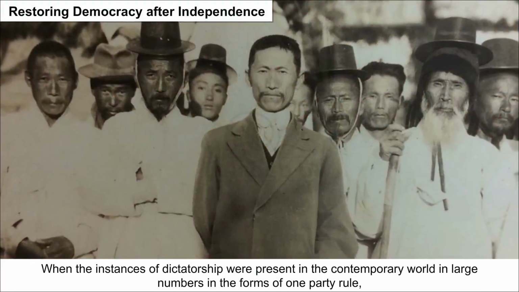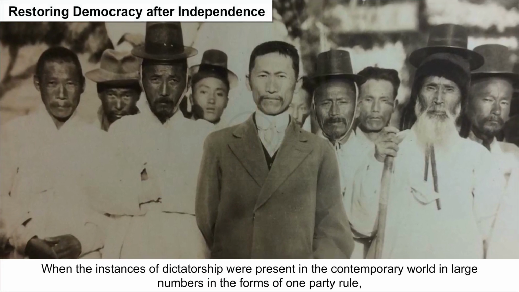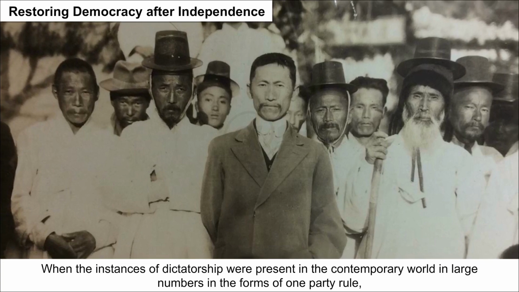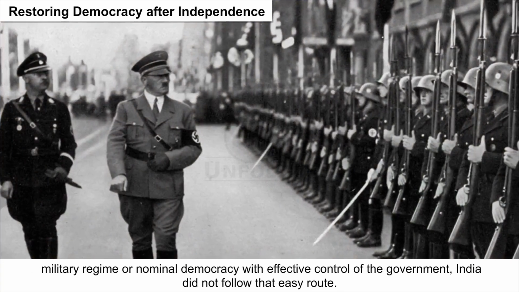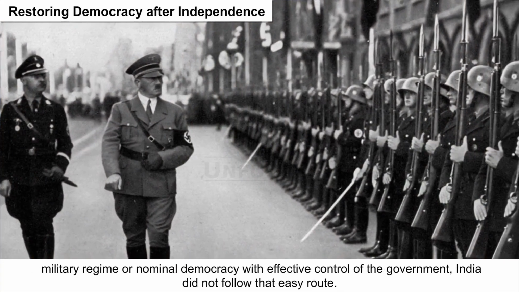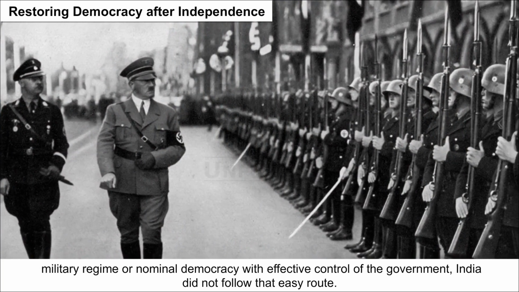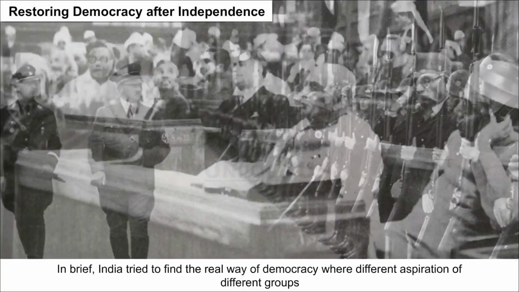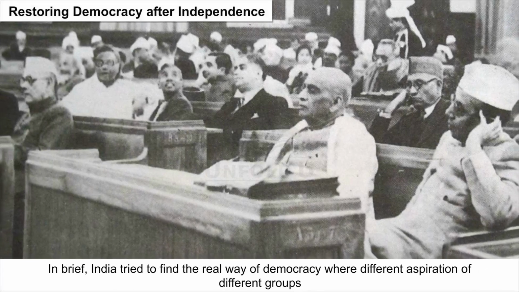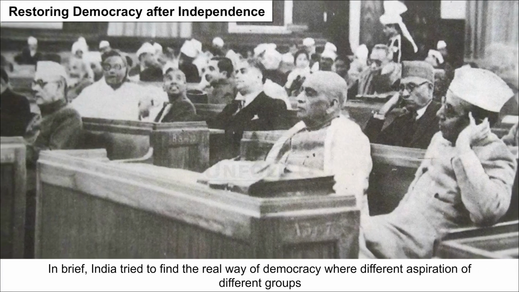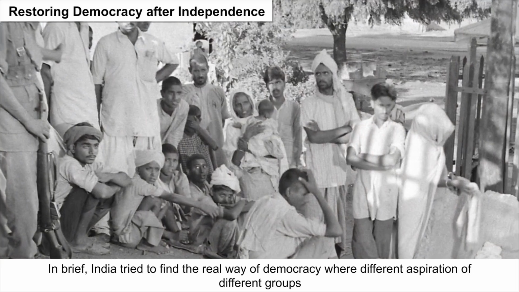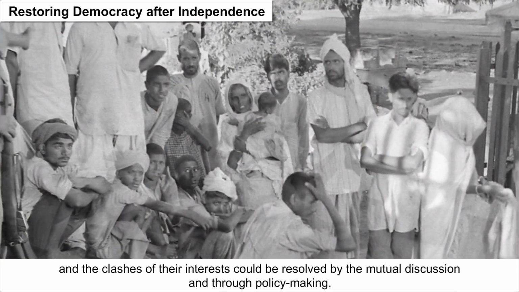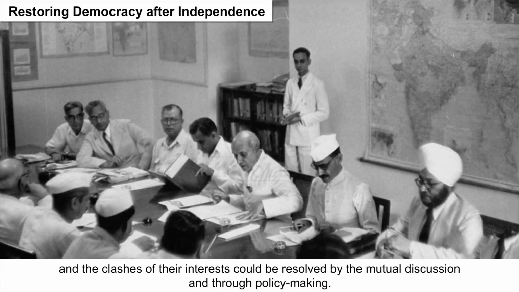When instances of dictatorship were present in the contemporary world in large numbers in the forms of one-party rule, military regime or nominal democracy, with effective control of the government, India did not follow that easy route. In brief, India tried to find the real way of democracy, where different aspirations of different groups and the clashes of their interests could be resolved by mutual discussion and through policy making.